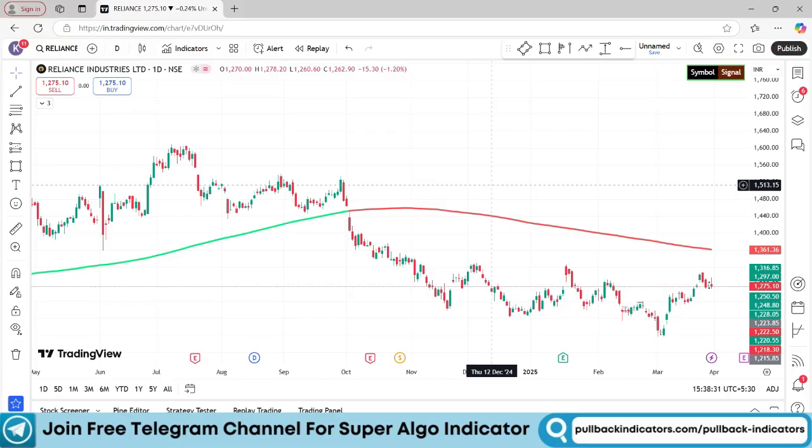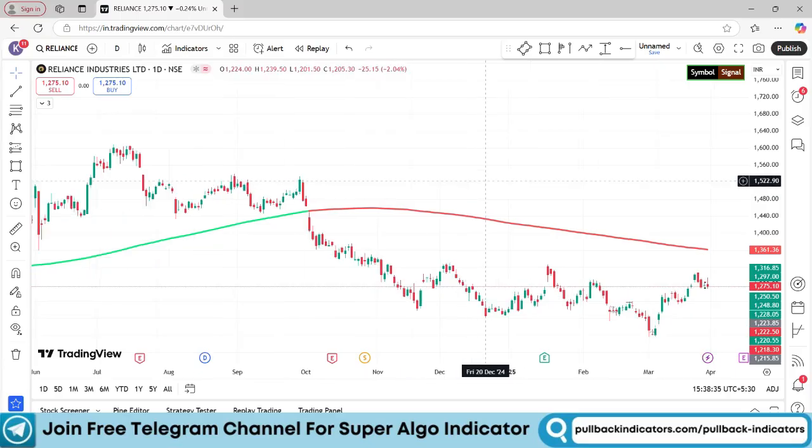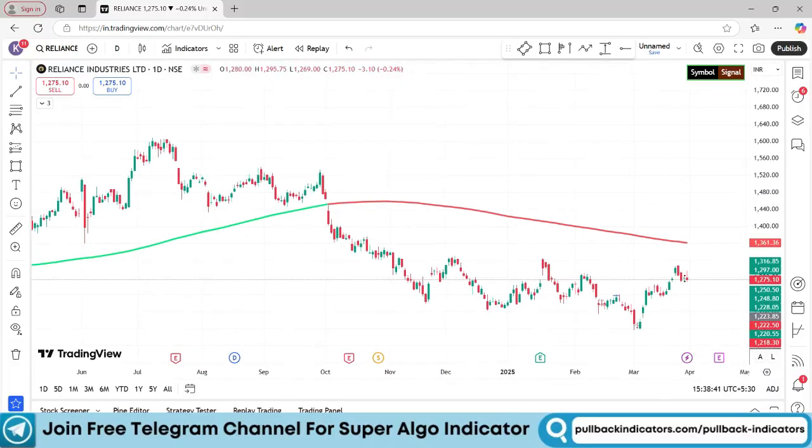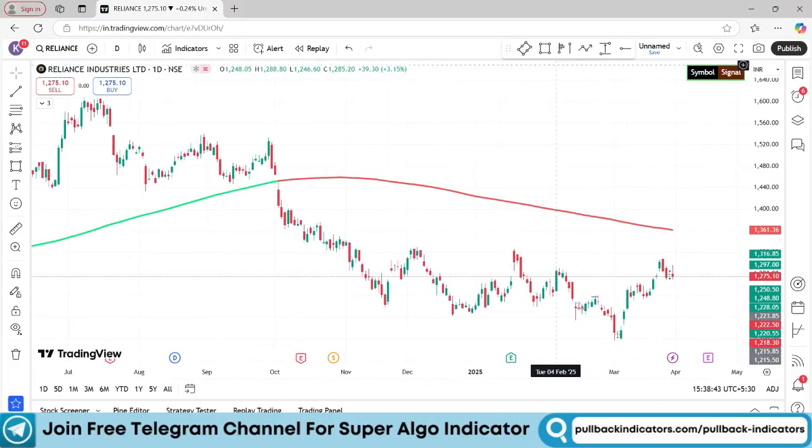Now let's understand the strategy. The strategy is very simple. We are having the Reliance Industries chart that is on the daily time frame, right? This green and red line which you are seeing, you can consider this as a trend line, right? So we are having only two conditions. It's a very simple strategy, okay?